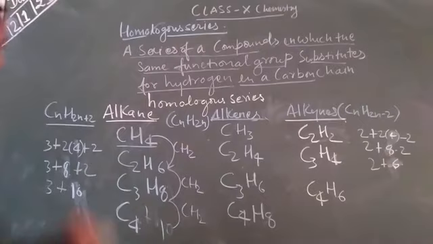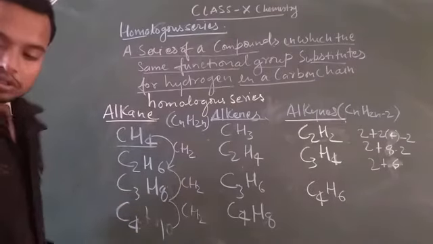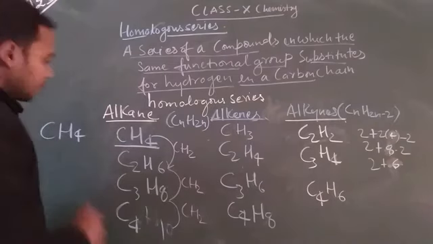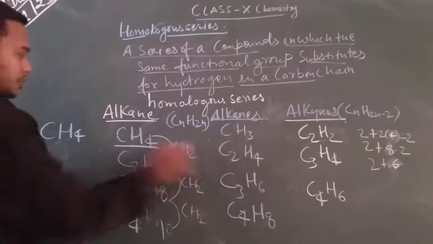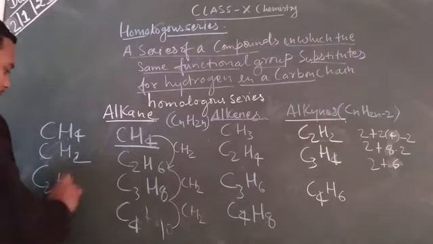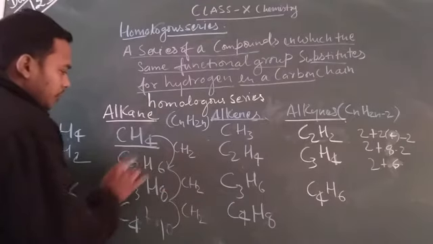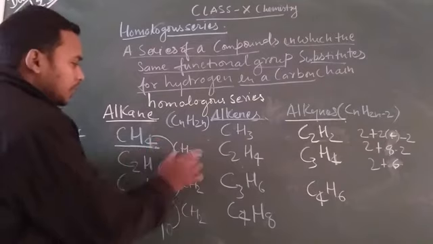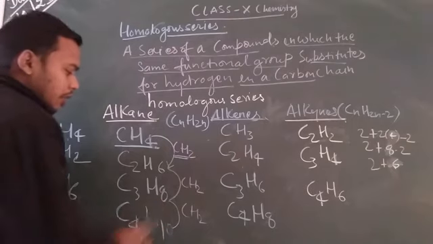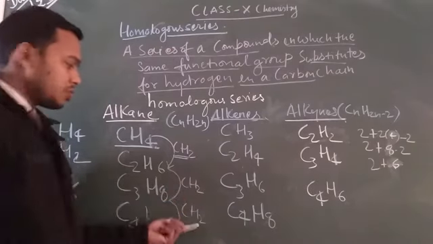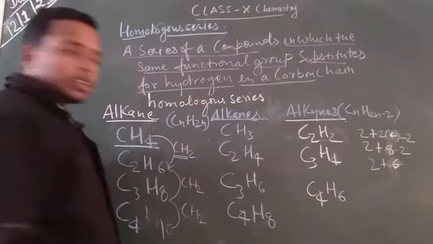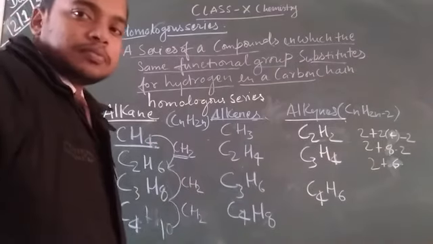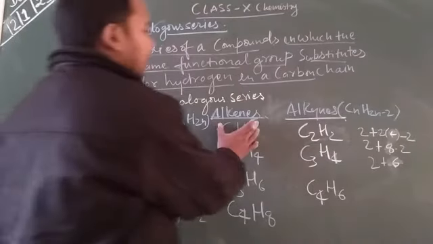In another way, you can prove whether it is right or not. Take the example of methane, CH4. If you add CH2 to this, it will become C2H6. So the difference between these compounds, methane and ethane, is CH2. So these are similar to each other because the only difference between them is CH2.